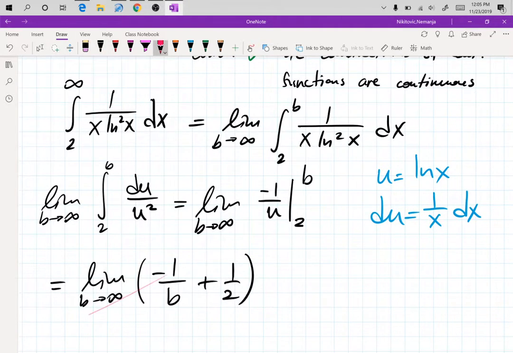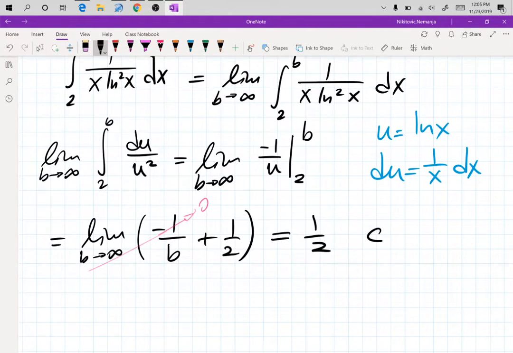Now the limit of this gives us 0 for the first term, and you just get 1/2, which means that the integral converges, therefore the series converges. And now you have your answer for the alternating series.